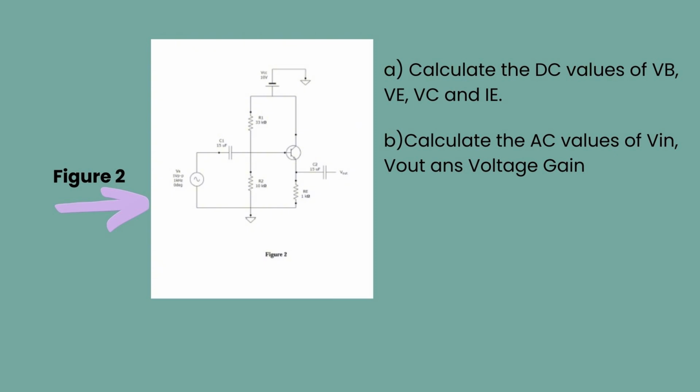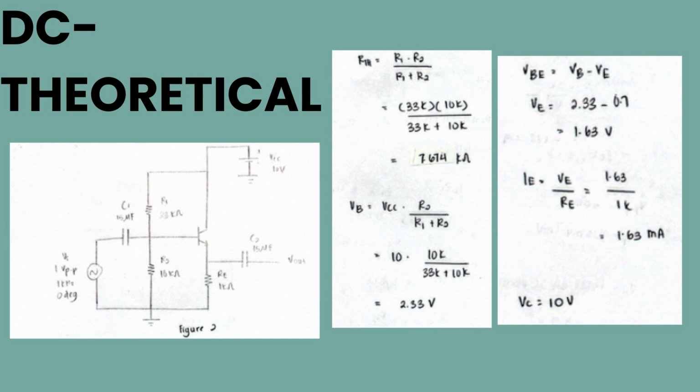Then we move to figure 2. Figure 2 is the same as figure 1. We just want to find the same thing but for a different circuit. We do DC analysis for figure 2, same as figure 1. First we need to find RTH. RTH we can get by R1 multiplied by R2 divided by R1 plus R2, and then we can get 7.674 kilo ohms.